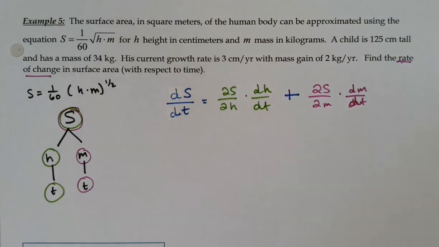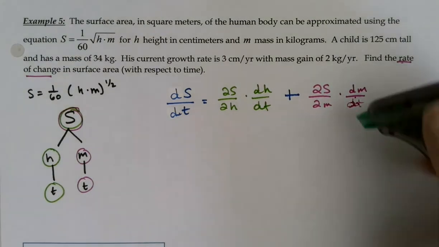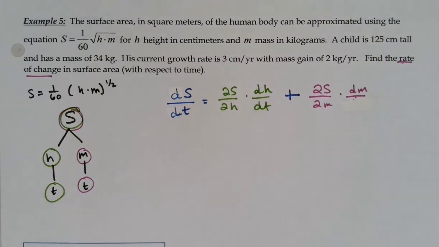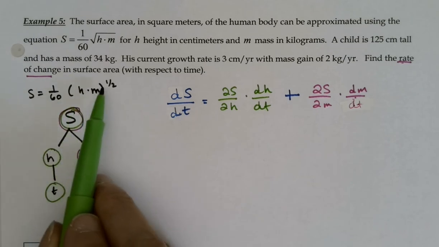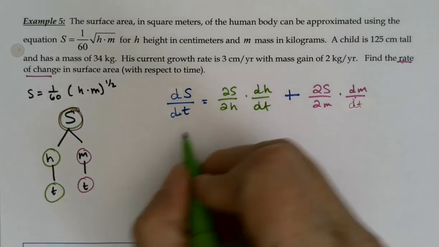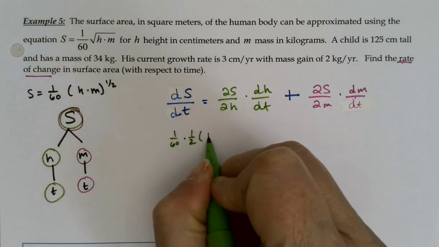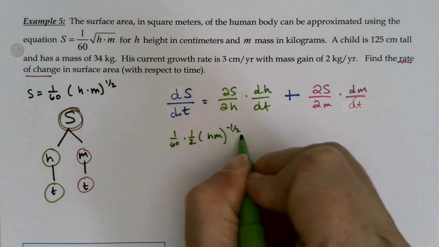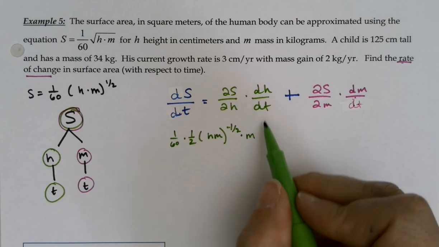Okay, so then I need to be able to find those derivatives. So I want to find the derivative of s with respect to h. So I'm going to take the derivative of this with respect to h. That means that the m is like a number, it's like a constant. So it'll be 1 over 60 times a half times hm to the negative a half, and the derivative of the inner part would be m. And then I'll have dh dt.